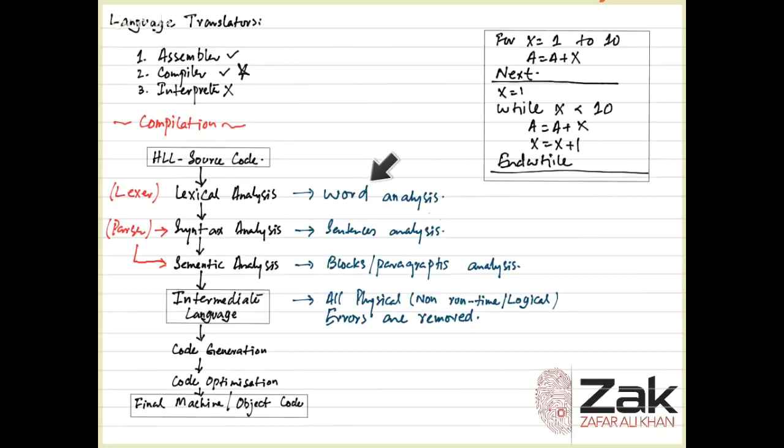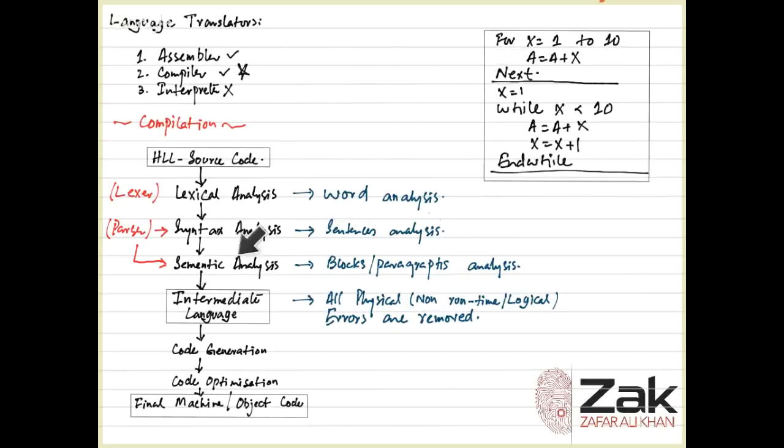Let's say this is our code. It will read for, then x, then equal to, then 1, then 2, then 10. Then A, then equal to, word by word. When it passes Lexer analysis, phrases are checked for syntax, the grammar of it, whether it is written correctly or not.